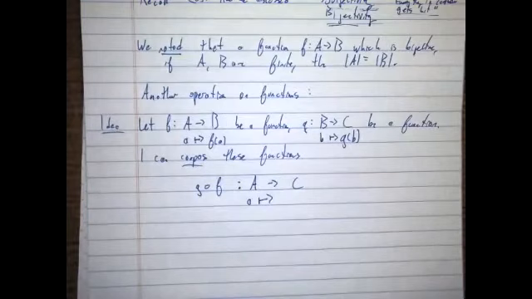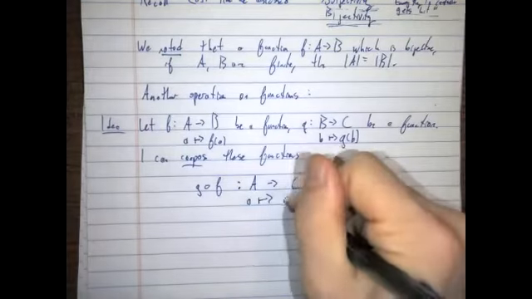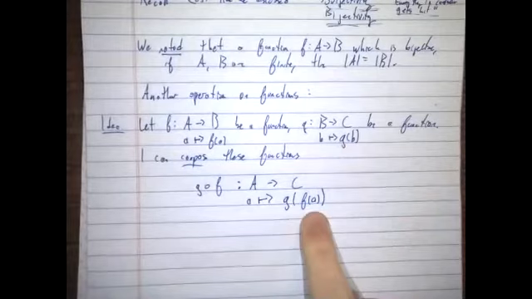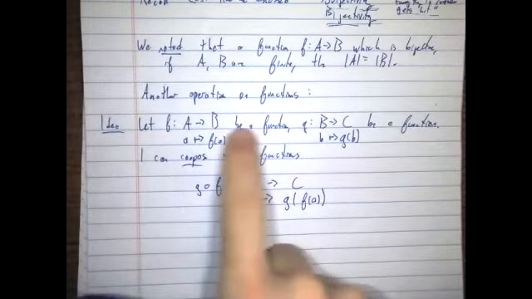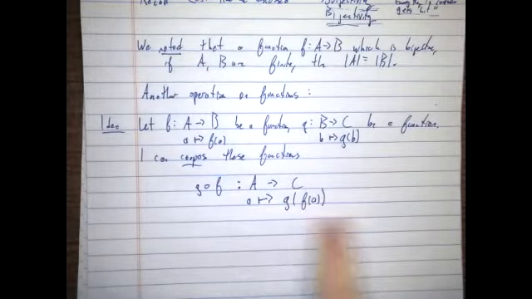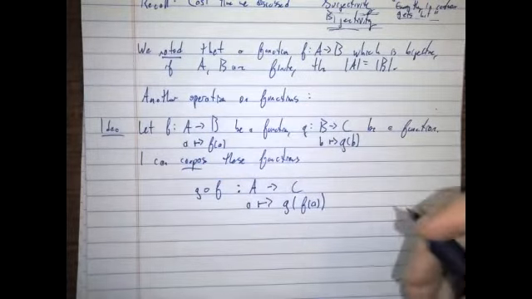So with these names, what does A get sent to in the composite? g of f of A? Yeah, exactly. g of f of A. f of A is an element of B, and so I can take g and use that to send the element f of A, which is equal to B for some B, to some element of C. So this is the composite function.